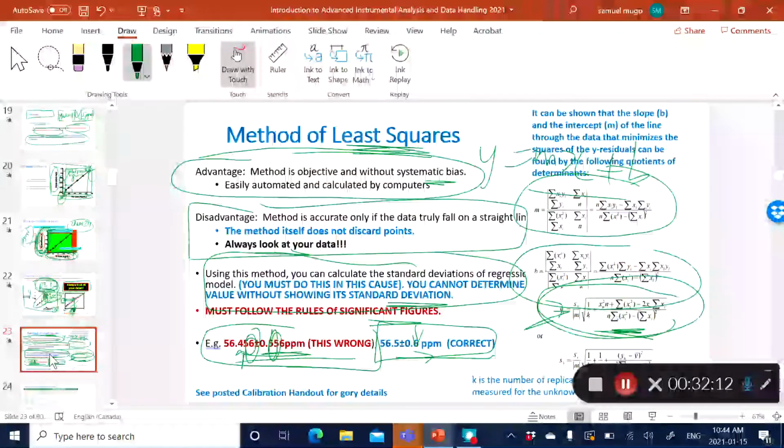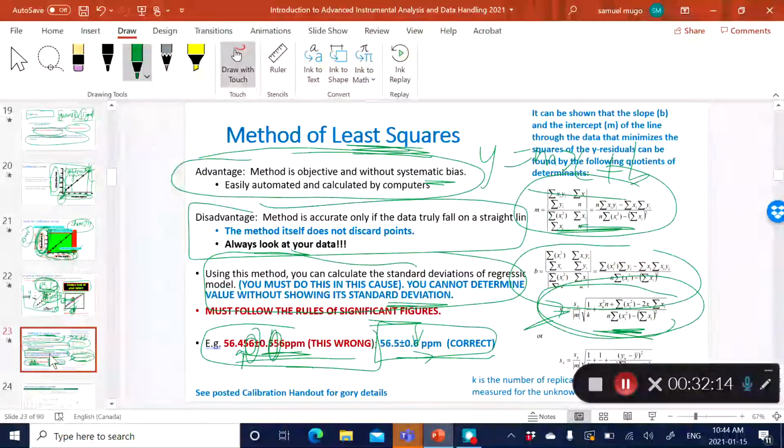Just to get more details on how these equations were derived, you can check the calibration handout, which is already posted on Blackboard. Make sure you understand what these variables mean, like the K refers to the number of replicates or repeats of your measurement for the unknown. And I think the others are fairly straightforward. N would refer to the number of data points and so forth. X, of course, is the concentration of the standards, and Y would be the signal, and so forth.